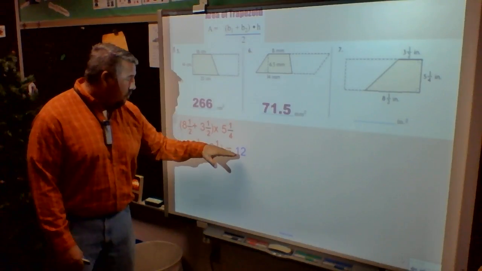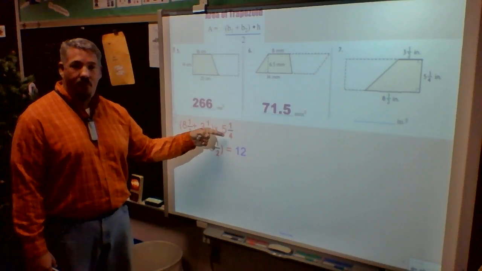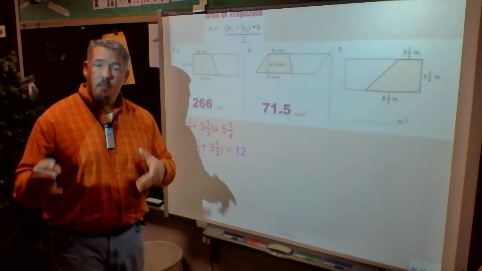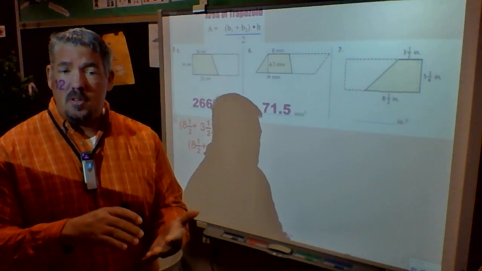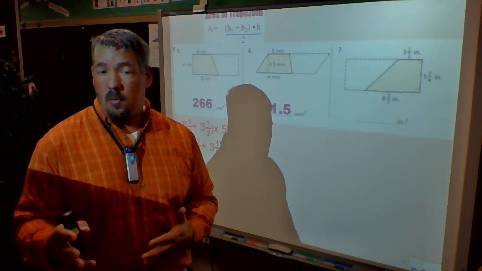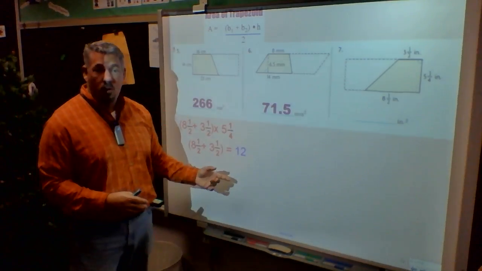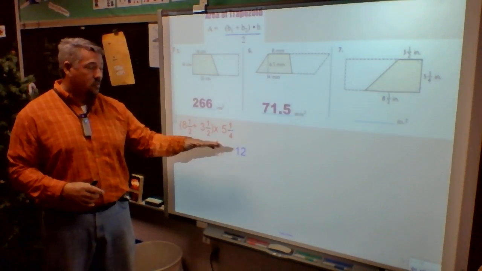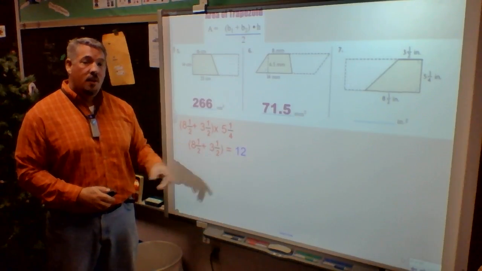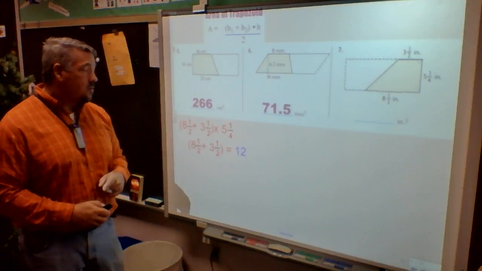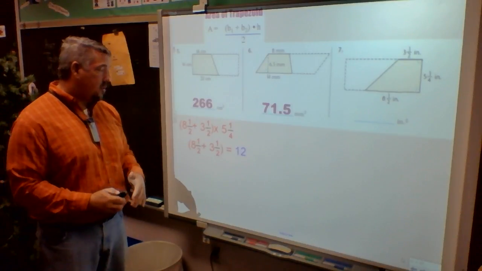So then I'm taking my 12 and I'm multiplying it by 5 1/4. Can I multiply whole numbers and fractions and mixed numbers? And I can't do mixed numbers, can I? I can't do whole numbers. So I know I'm going to have to change this whole number. But I'm also going to have to change this 5 1/4. And we've done that on the past several videos. We've been doing that for a couple months now.